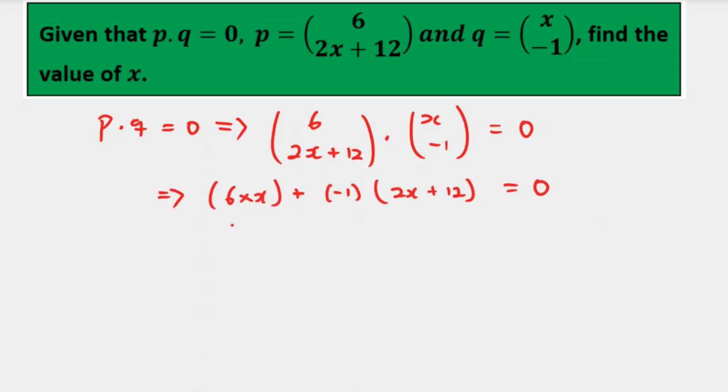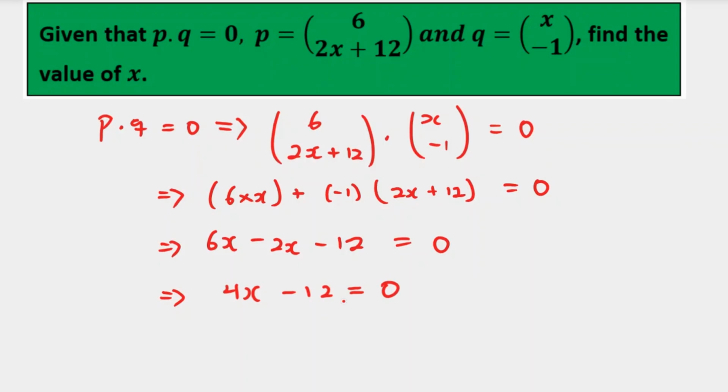So 6 times x is 6x. So we have 6x here. So negative 1 times 2x, we are going to get negative 2x. And negative 1 times 12, we have minus 12. And that is equal to 0. So 6x minus 2x, we are going to get 4x. So we have 4x minus 12 equal to 0.